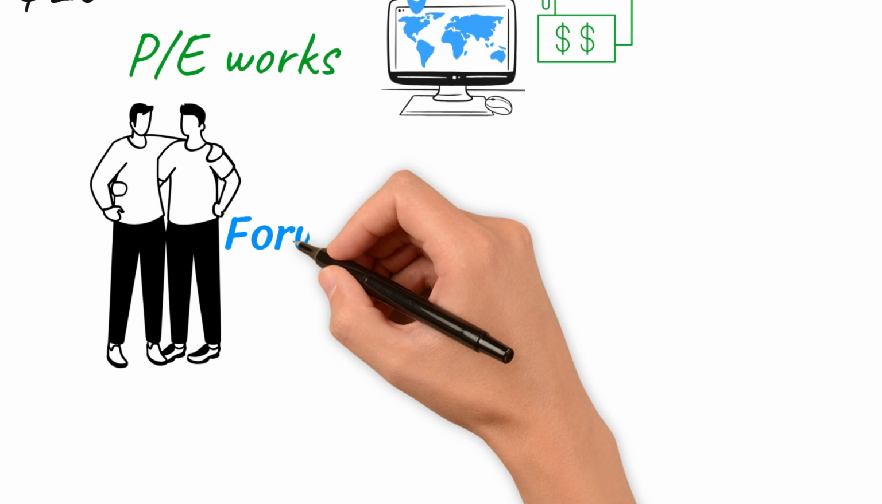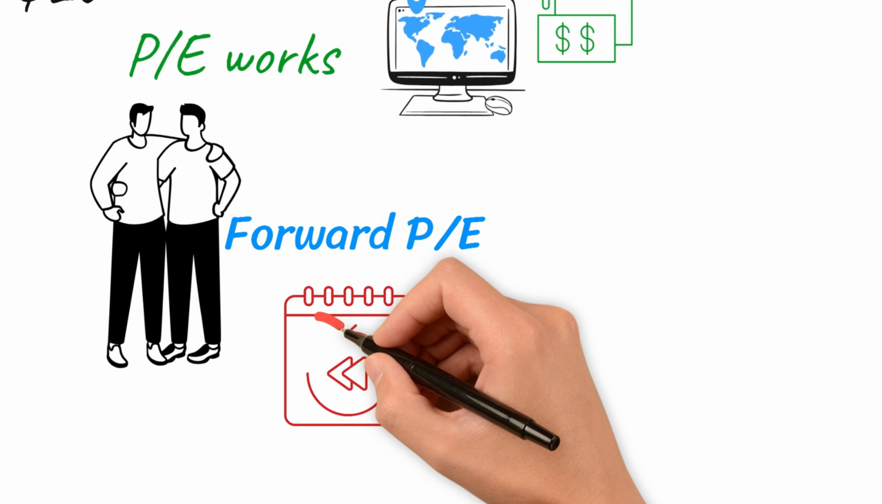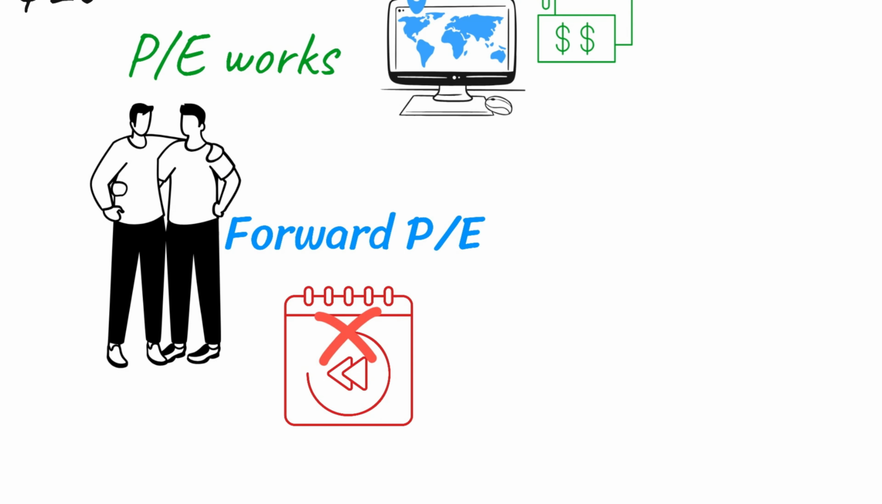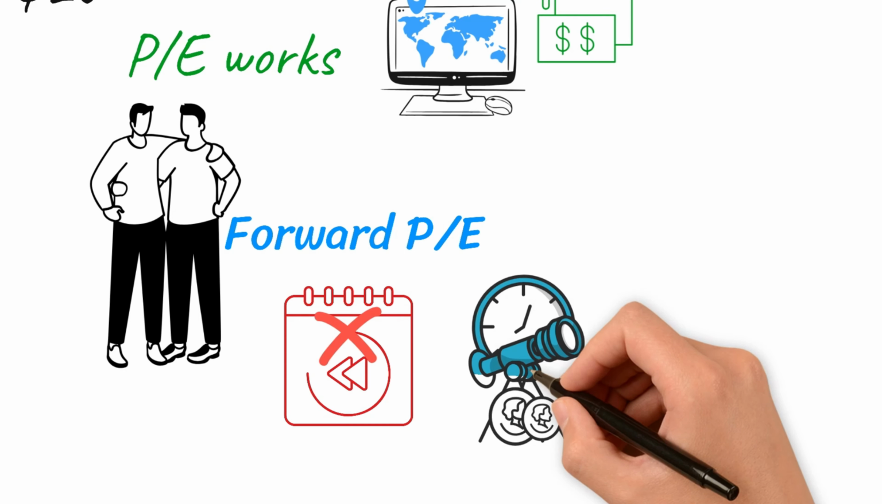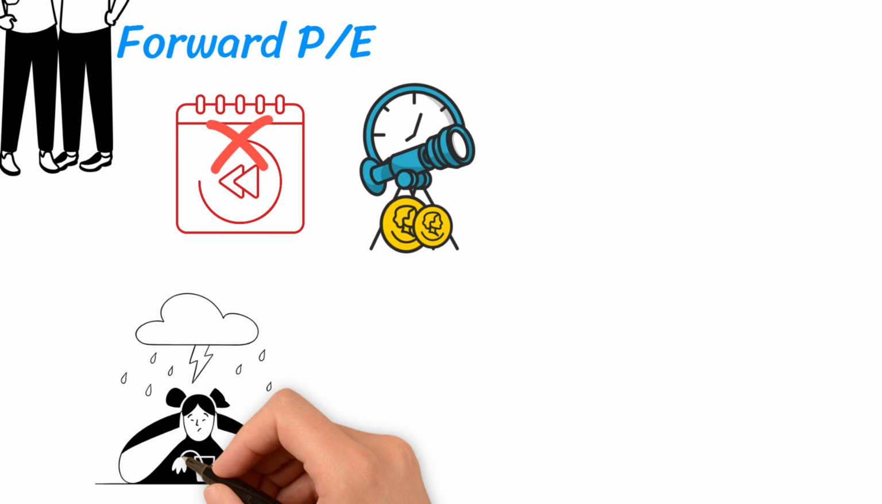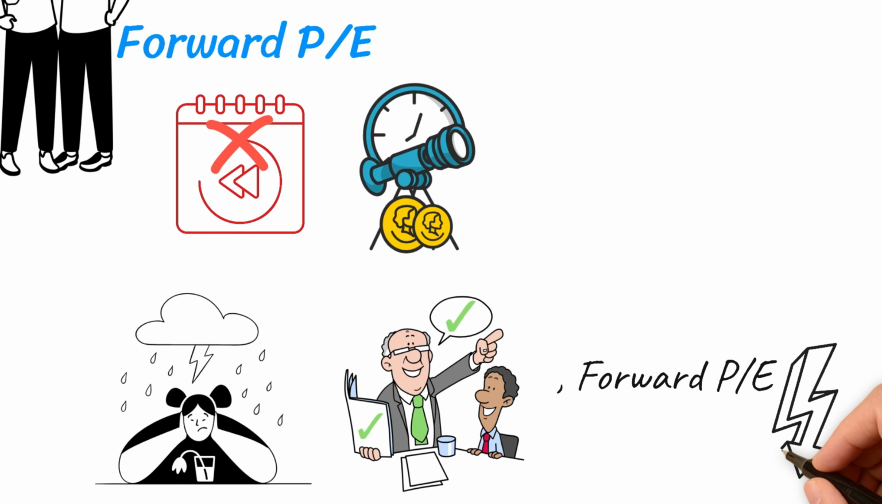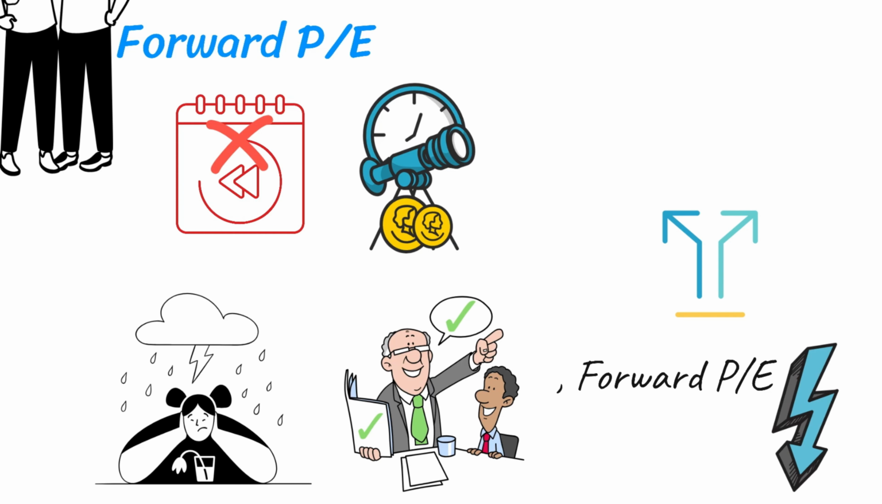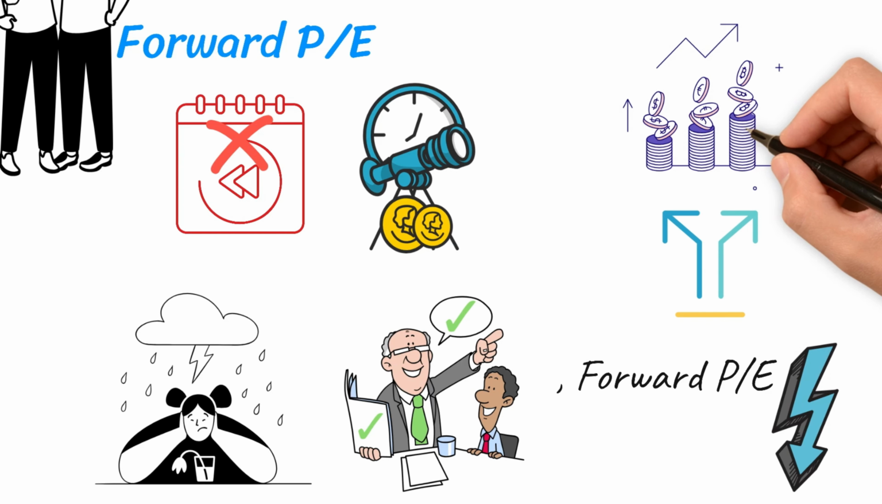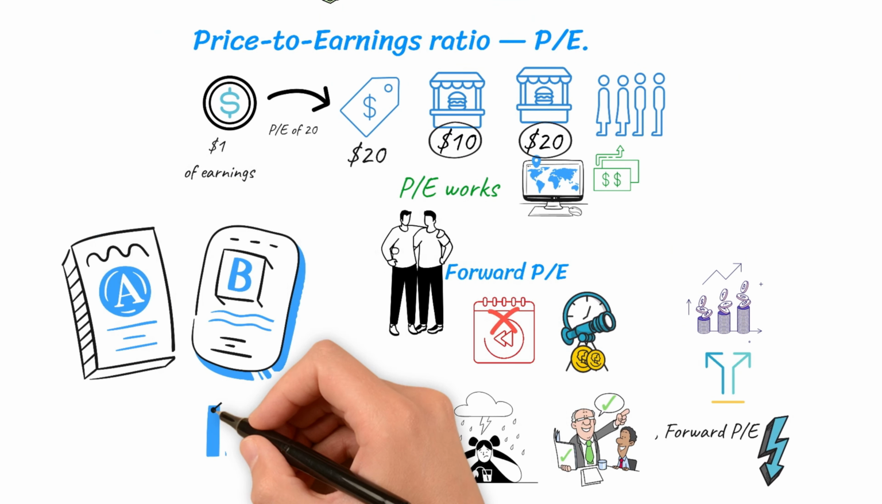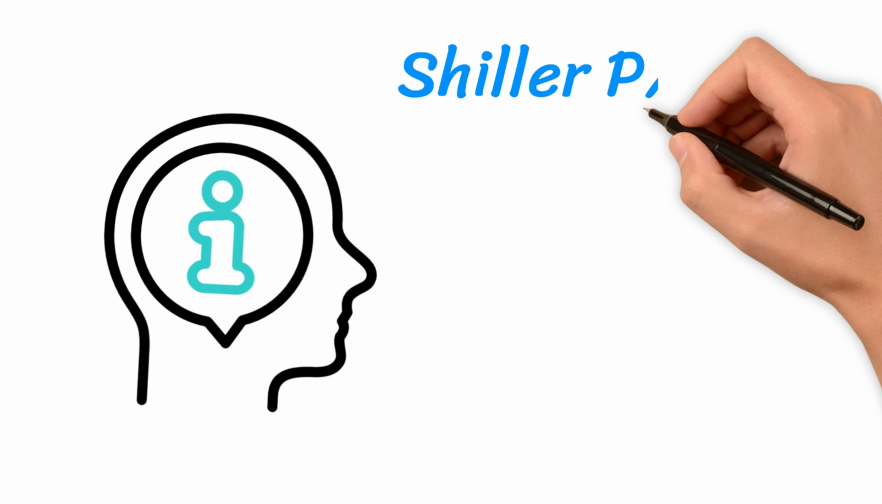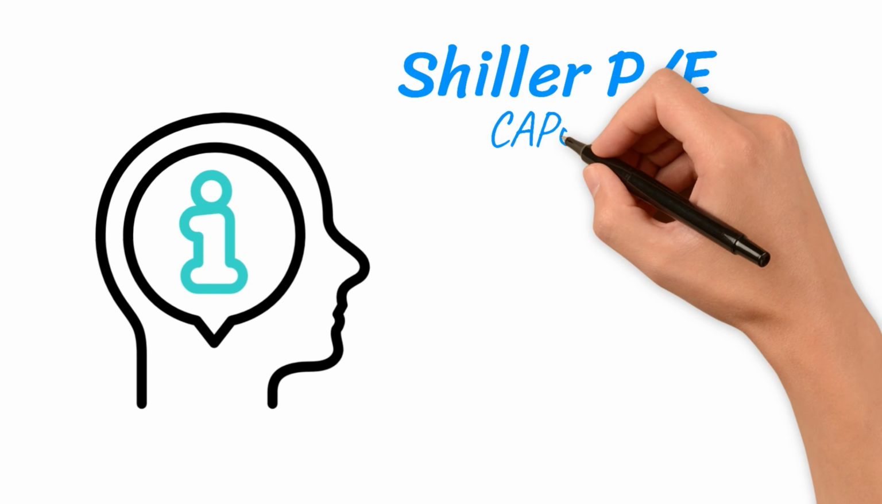PE has a smarter sibling, the forward PE. Instead of using last year's earnings, it uses what analysts expect the company to earn next year. If a company had a rough year but is expected to bounce back, forward PE will look much lower than regular PE, and that gap tells you something real. The market may be pricing in a recovery before it arrives. Always compare both together.